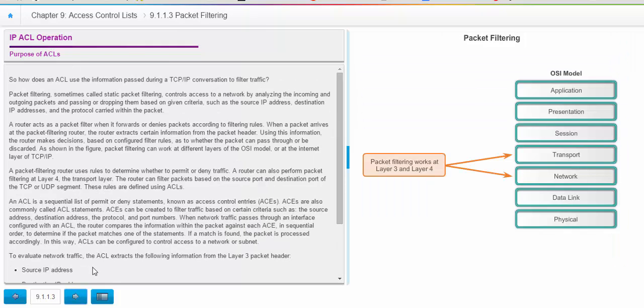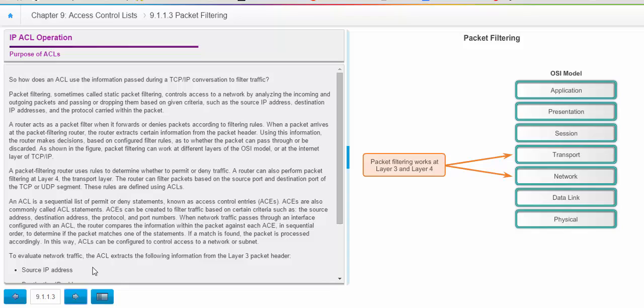So we're talking about our packets, how they're going to travel across our networks, which ones we're going to allow, which ones we're going to deny. Basically, packet filtering controls access to your network. It analyzes the incoming and outgoing packets, passing or dropping them based on certain criteria, such as your source IP address, your destination IP address, and also the protocol carried within that packet.